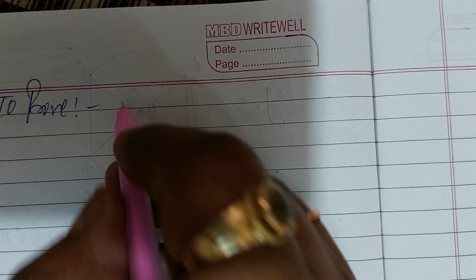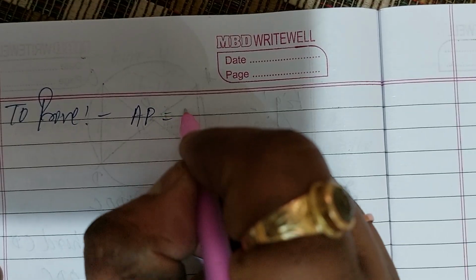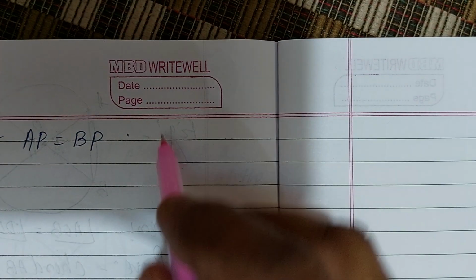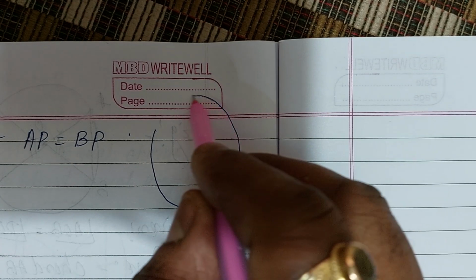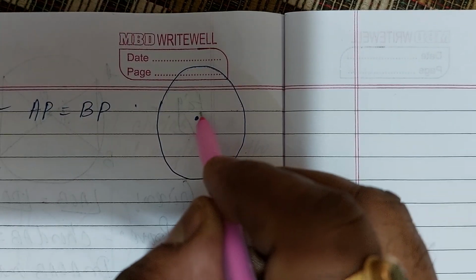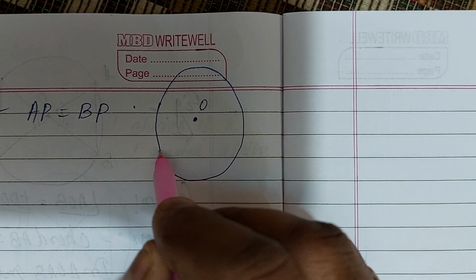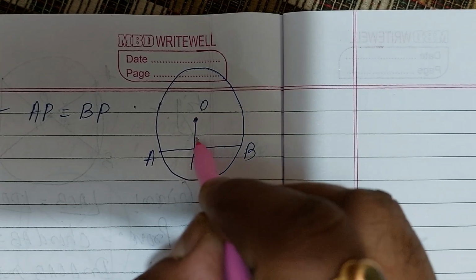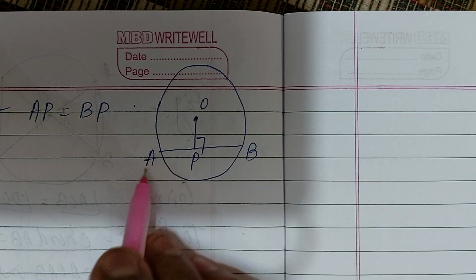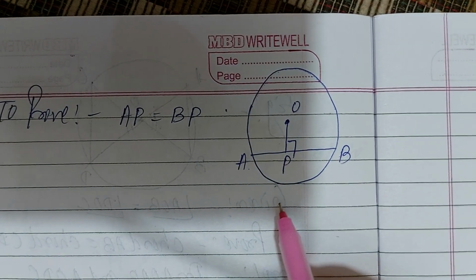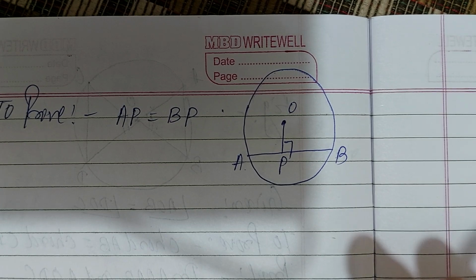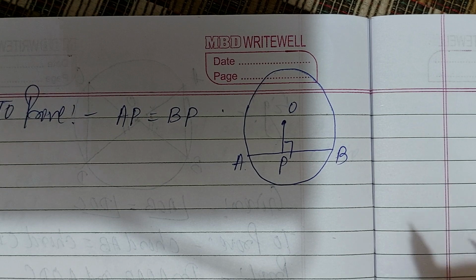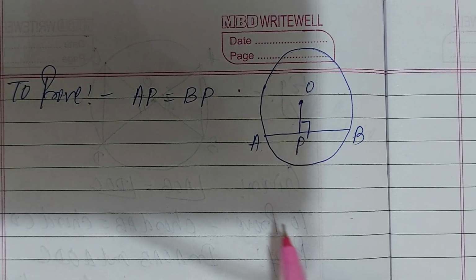AP is equal to BP. We have to prove it, right? So for simplicity, again we draw here. This is O and this is the chord AB and this is OP. It is given that OP is perpendicular to AB. Students, here construction is required, as the given conditions are not sufficient to prove this theorem.